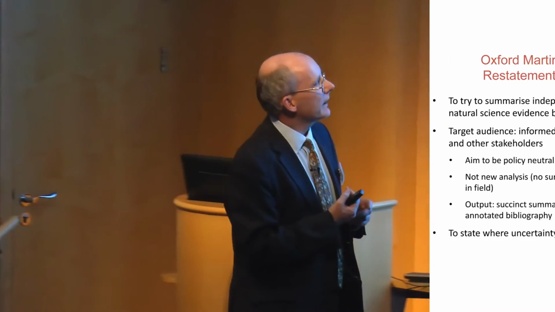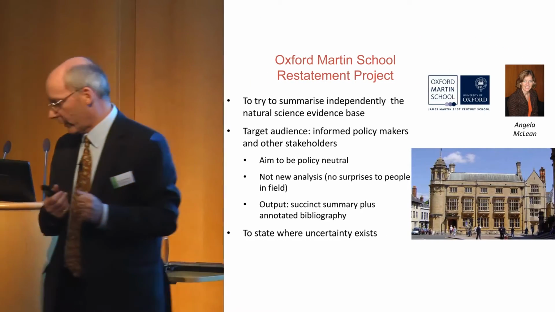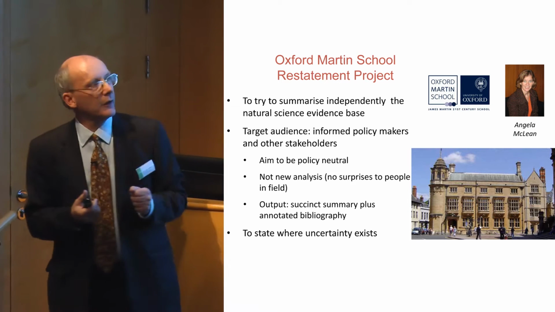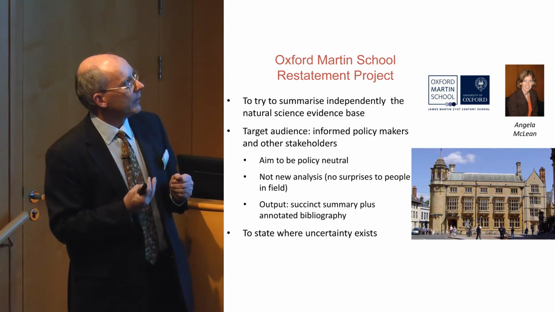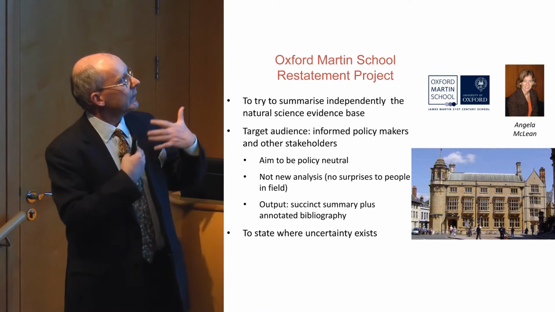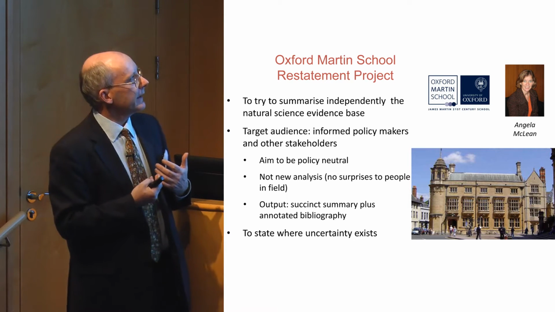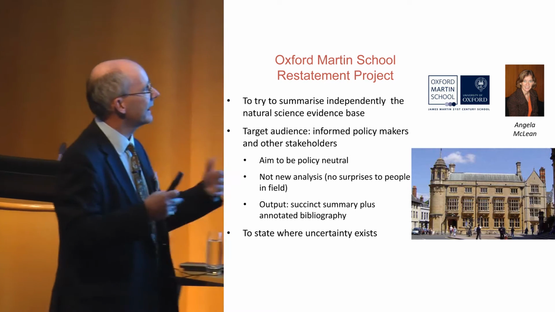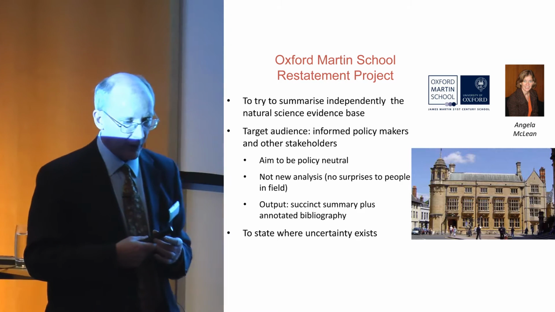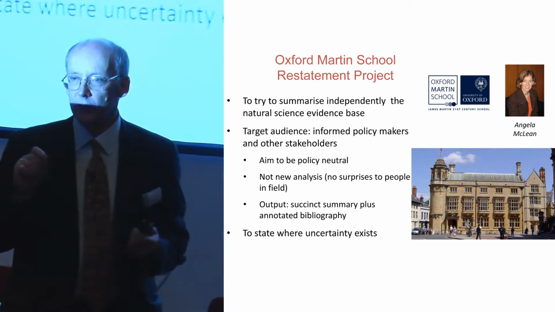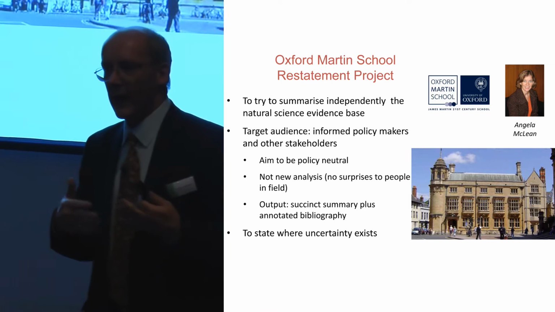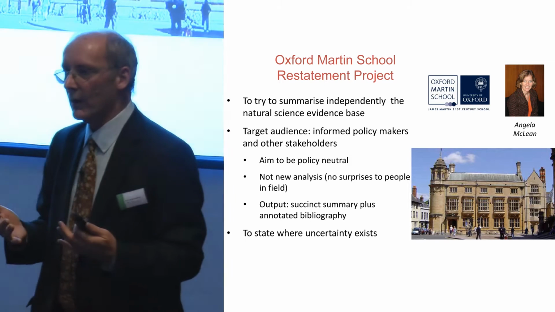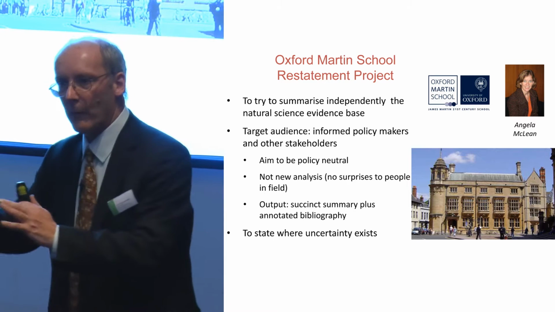And this is what we've been trying to do in the Oxford Martin restatement projects. This is very much a co-project with my colleague at Oxford, Angela McLean, whose background is as a mathematical epidemiologist. What we want to try and do in the restatements project is to summarize independently the natural science evidence for a particularly complex topic. Our target audience is someone not coming to the issue completely new, but someone who knows a bit about the area, but is not perhaps a technical expert.